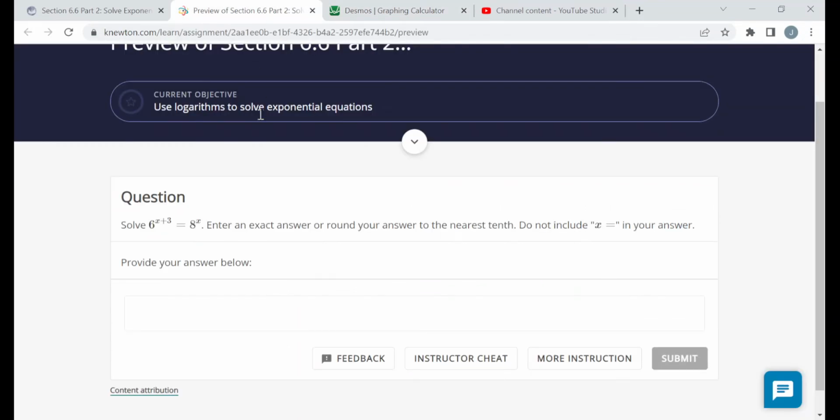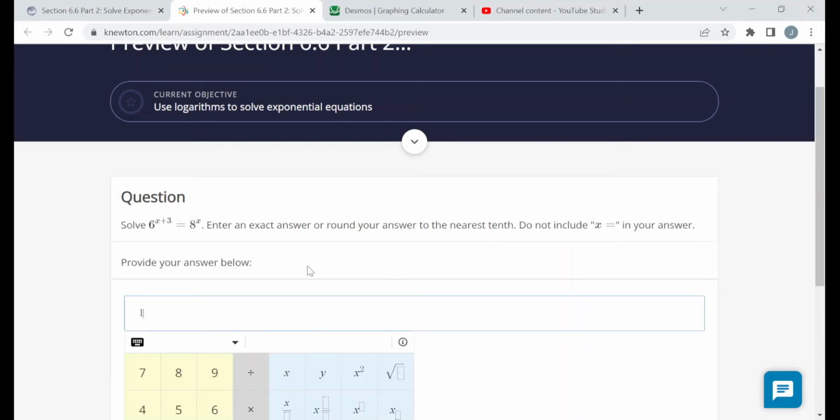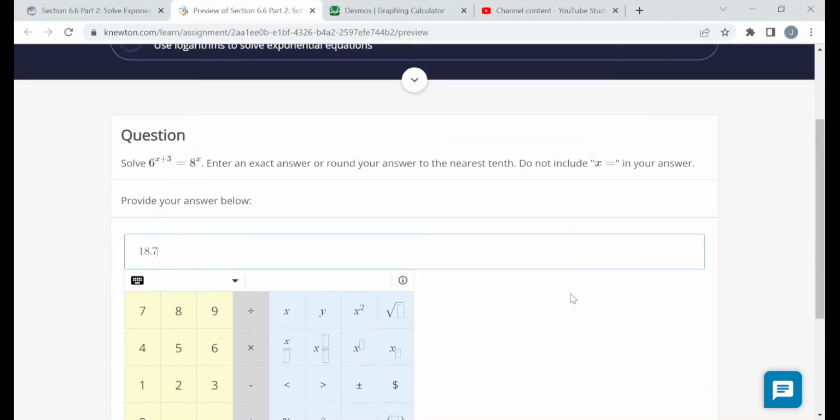Now back on the assignment, like I said, they said enter an exact answer, the answer the way it looks with all the logs, or round your answer to the nearest tenth, which I said rounded to 18.7. I'll put in the answer to the nearest tenth. That'll be a lot less typing. So you can enter the answer with all the logarithms, or round it to the nearest tenth. Again, I'm going to do the nearest tenth here because it takes less time to type.